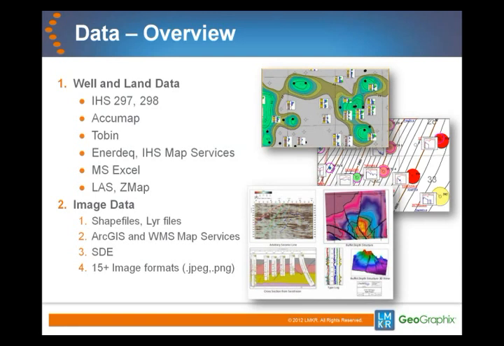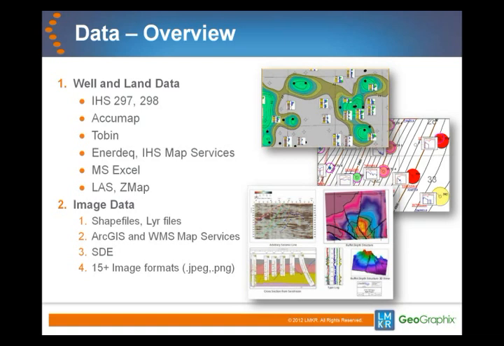Now, it would take a very long time to demonstrate how to import every data type that we can get into GeoGraphix, and I'm not going to do that to you guys. But I do want to list the breadth of industry standard data formats that we can import into GeoGraphix. We can import IHS 297, 298, AccuMap, Tobin maps, as well as our standard GeoGraphix import formats. Those are ASCII 2, ASCII 3, and ASCII 4.